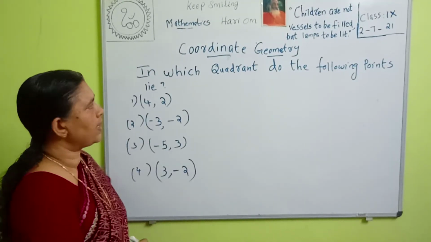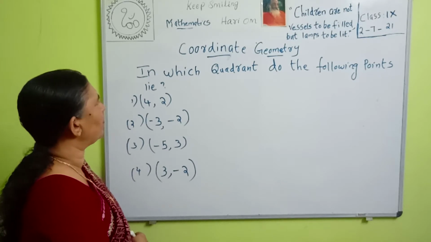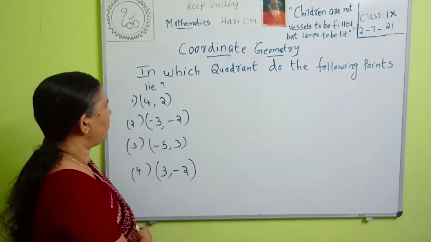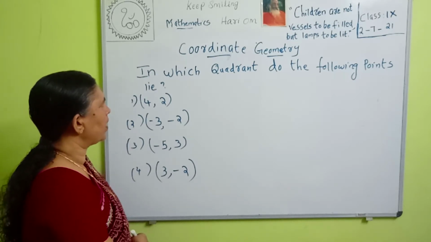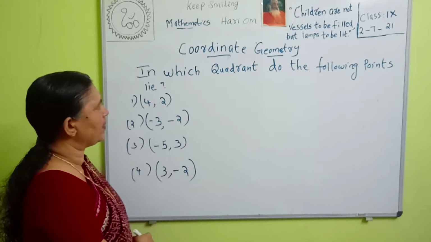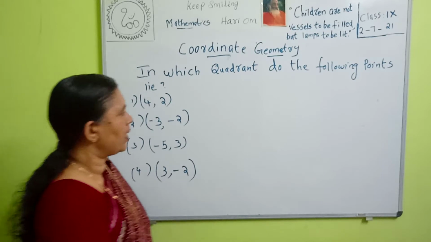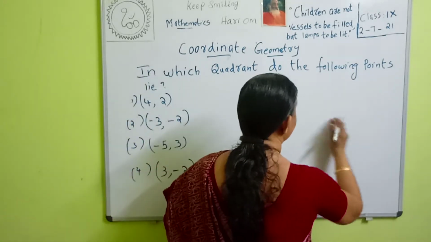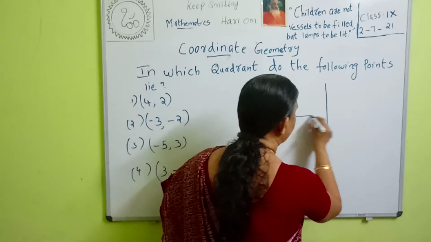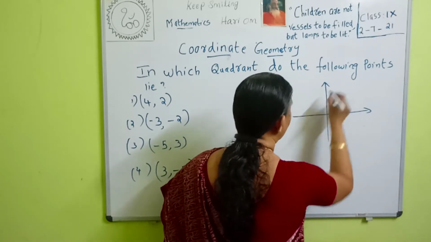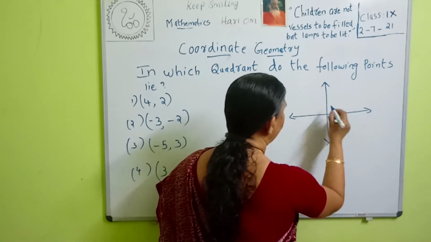Next question, in which quadrant do the following points lie? First one is (4, 2). We are asked to find which quadrant the following points lie in. Yesterday we studied the x-axis and y-axis. They divide the plane into 4 equal parts. What are they called? They are called the quadrants.